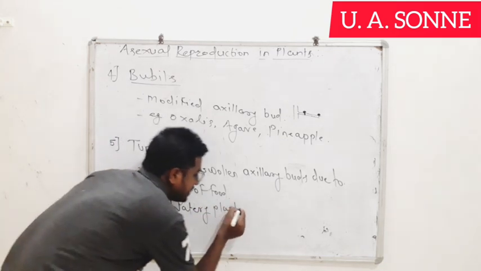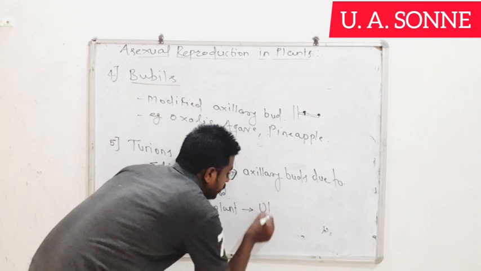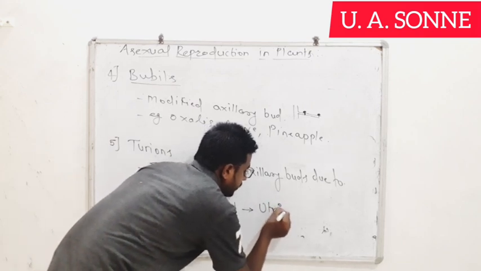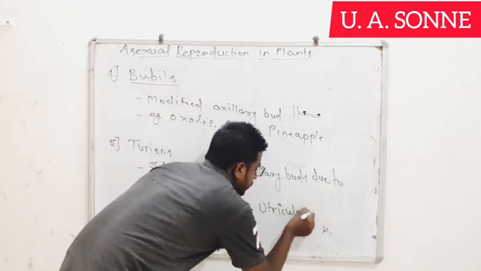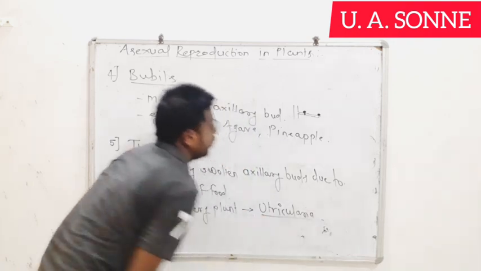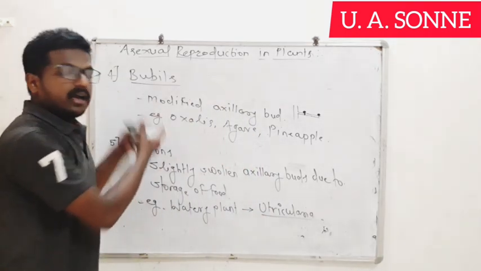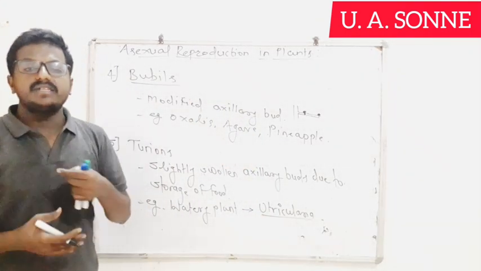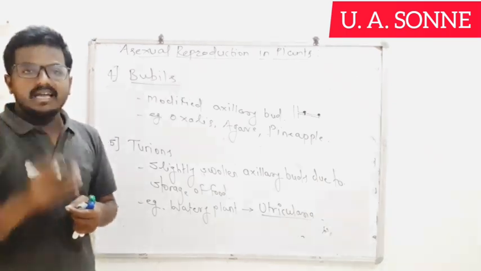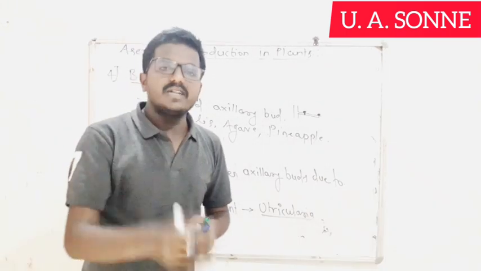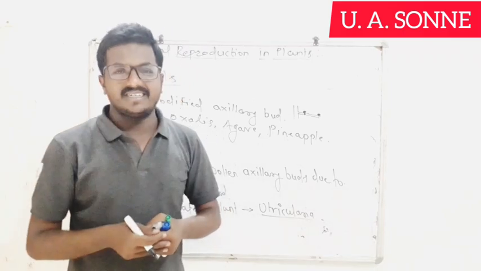For example, Utricularia. Okay? And these are the different means of natural vegetative propagation. In the next video, we will see the artificial methods of vegetative propagation. Thank you.